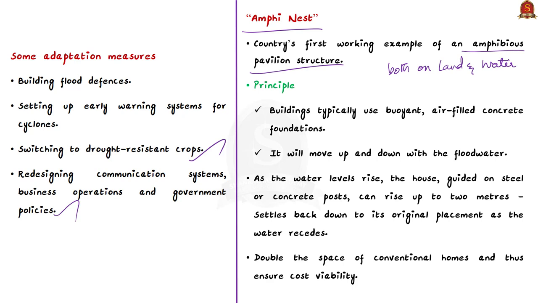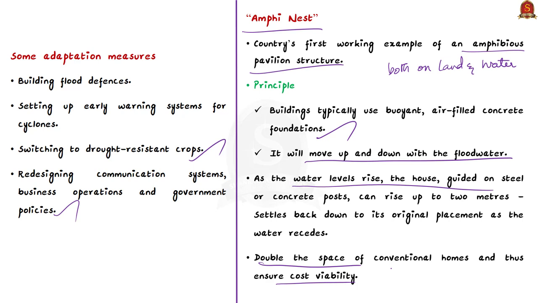And how does it work? See, these buildings typically use buoyant air-filled concrete foundations. The unique feature of this foundation is that it will move up and down with the flood water. So, as the water level rises, the house, guided on steel or concrete posts, can rise up to 2 meters. And when the water is receding, it settles back to its original placement. So, this is how it works. And remember, the most important advantage of this structure is that it also offers double the space of conventional homes and helps us to ensure cost viability.